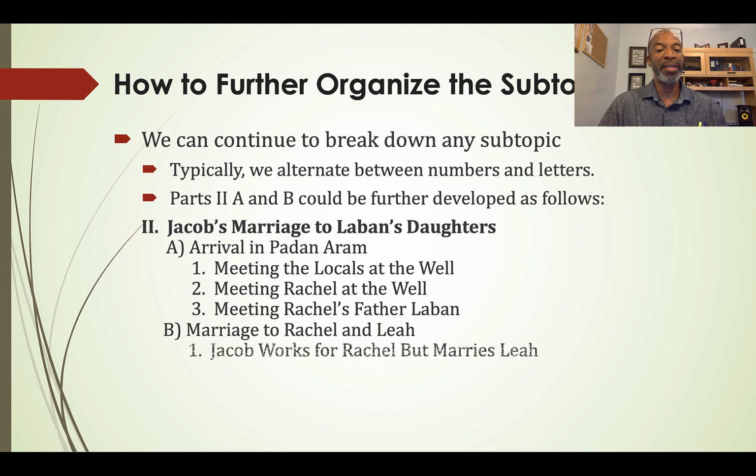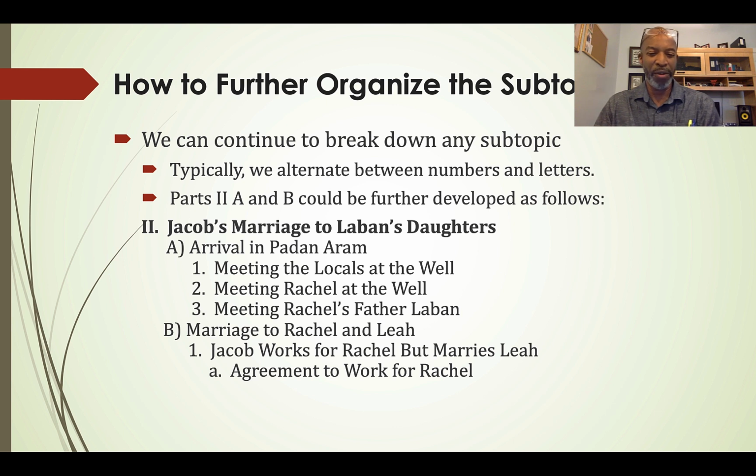The same thing with his marriage to Rachel and Leah, element 2b in our outline, Roman numeral 2, letter B. He could break that down into the following points: how Jacob worked for Rachel, but he married Leah. He could break that down into further topics, and so now we're going to switch back to letters.